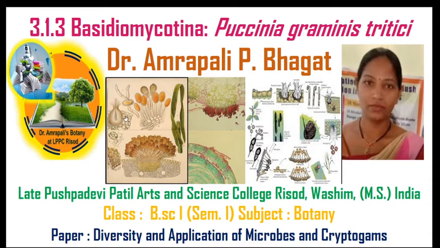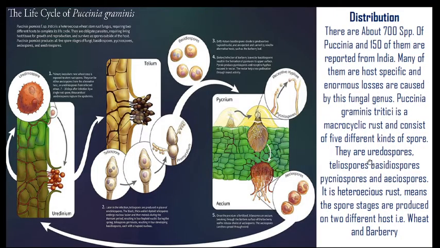So these are the two different stages, and this is a cross section through a barberry plant, and this one is the cross section through a sugarcane plant, and this was the complete life cycle of Puccinia graminis, which contributes about 5 different types of spores. In case of distribution, Puccinia is counted as 700 species which are found all over the world, while 150 species are reported from India.